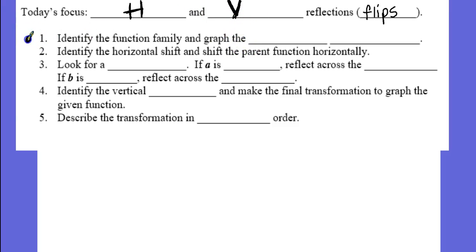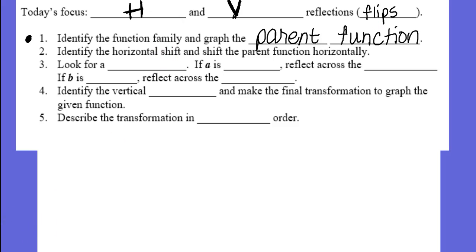So step 1, I'm going to be doing in my pencil. You can choose whatever color you like for step 1. Step 1, when we're given some function to graph in vertex form, the first thing we're going to do is identify the function family and graph the easiest function in that family, which is the parent function. Because most times we can just plug numbers in our head and graph it, and then all we have to do is move it around the graph.